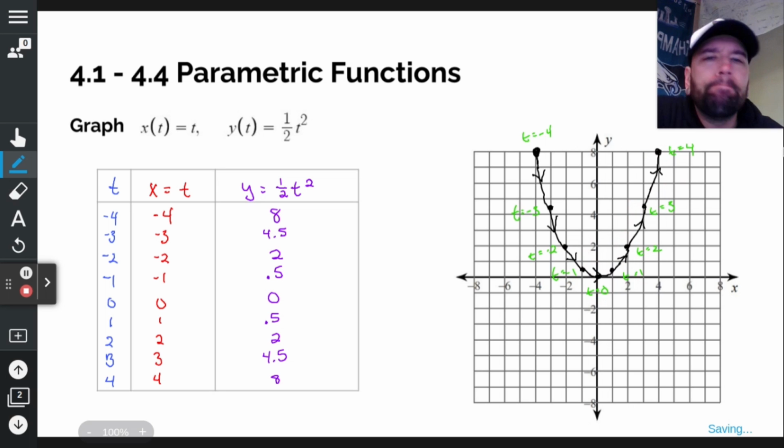Okay? So a parabola, when written in parametric functions, kind of looks like a parabola as long as x equals t. It kind of makes life a little easier when things are simple like that. So let's pray that things are always going to be simple like that.